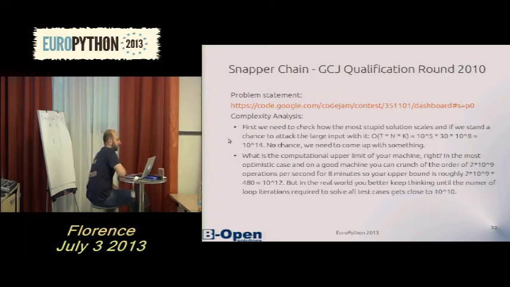Now, 10 to the 14 is a number that is a problem. You don't know how long a single operation is, but the number of operations is so high that most probably you're not going to do it on your laptop. What is the upper computational limit of your machine?